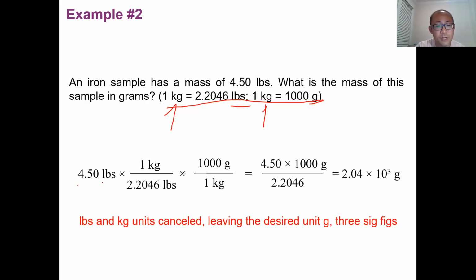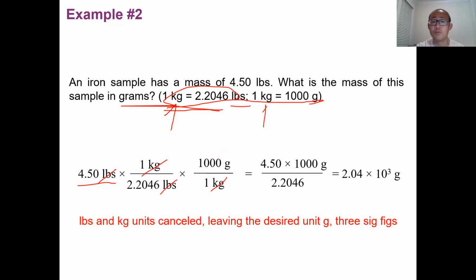So here's the setup. Using the given unit, 4.5 pounds, first multiply by 1 kilogram over 2.2046 pounds. I create the conversion factor with pounds at the bottom, so I can cancel the pounds. After that, I multiply by the second conversion factor, 1,000 grams over 1 kilogram. Why do that? Because I wanted kilograms to cancel as well. After canceling pounds in the first step, I get kilograms, and then in the second step I multiply another conversion factor to take care of the kilograms to get grams.